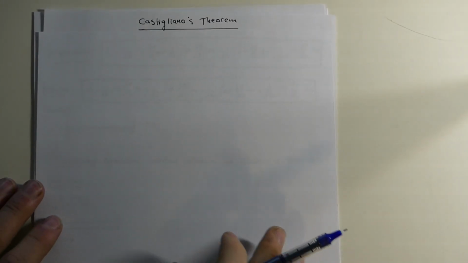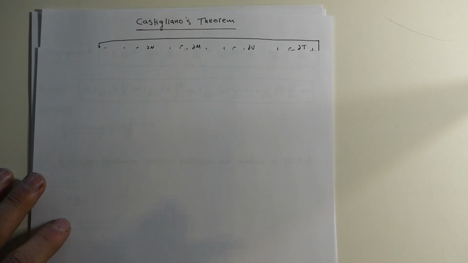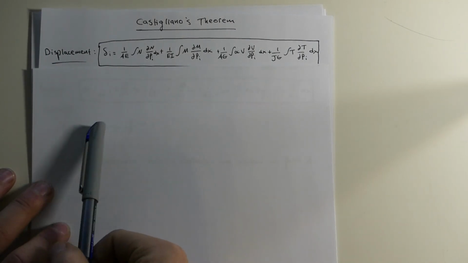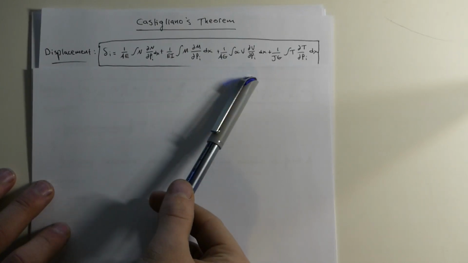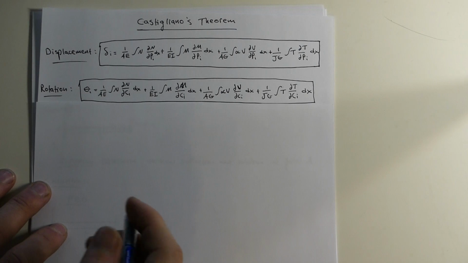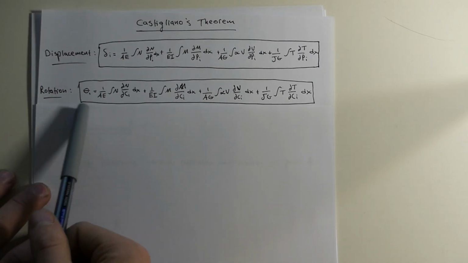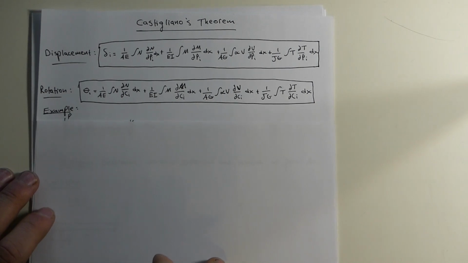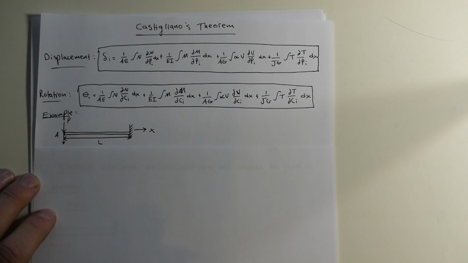Okay, so we're going to be looking at Castigliano's theorem here. Basically what it tells us is the displacement, which is shown by this equation here, and rotation, which is shown by this equation here. So first we're going to look at an example, this one right there.